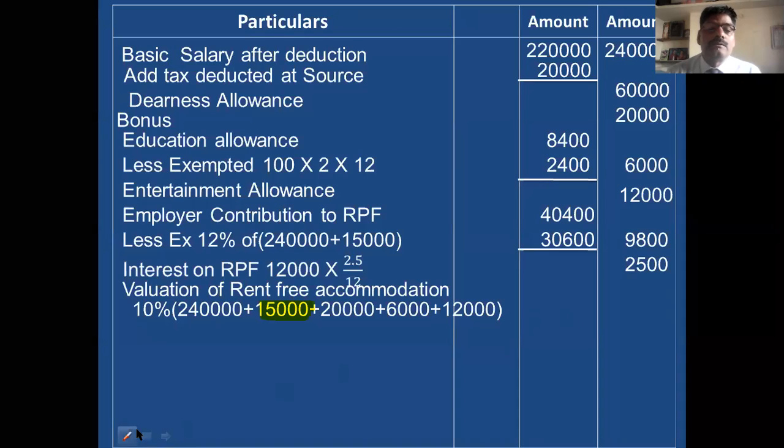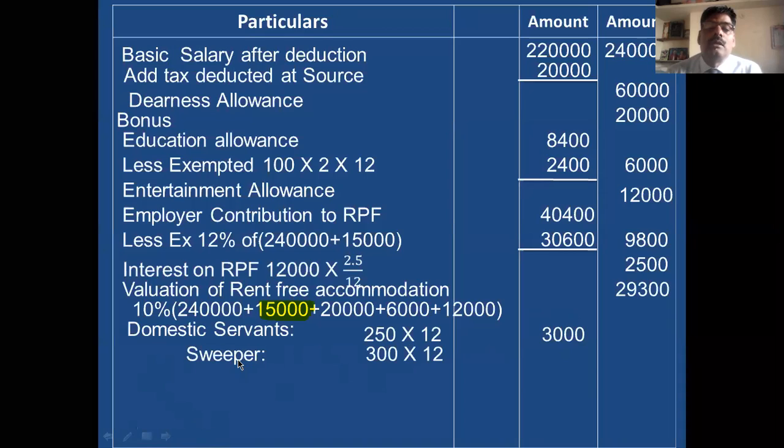10% of this is 29,300 is the value. It is the value of rent-free accommodation. Then next, domestic servant is there, 250 into 12, 3,000. Then sweeper is there, 300 at the rate of 12, 3,600. Total is 6,600. Okay. Problem completed.